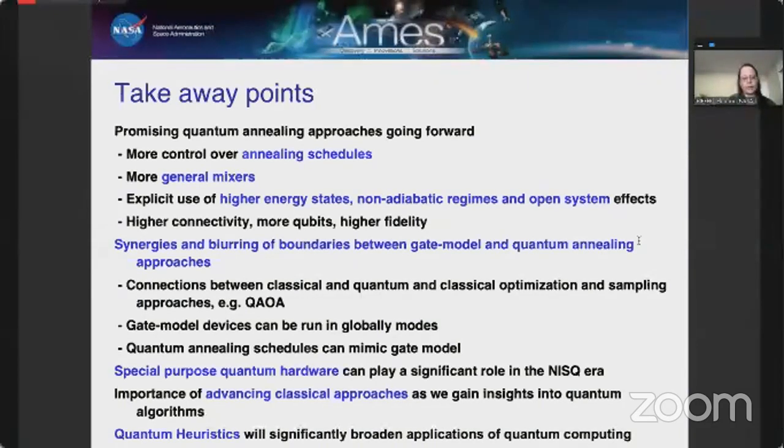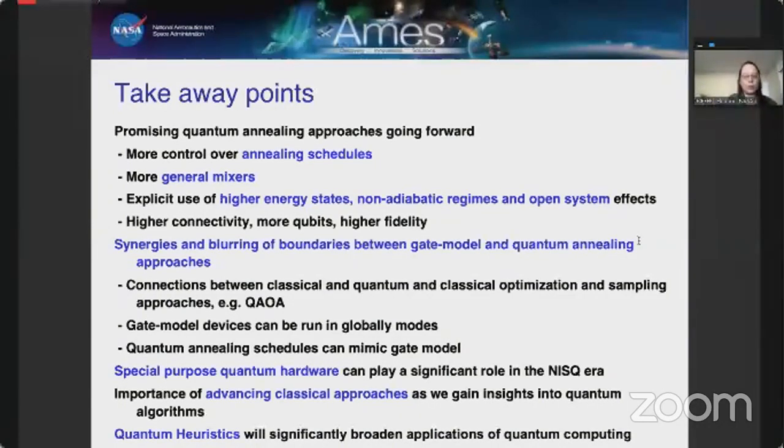And the importance of advancing classical approaches and doing the right comparisons here. And also just how exciting it is that we are getting to play with quantum heuristics in a regime beyond where we could simulate before, and how that will likely lead to significant broadening of applications of quantum computing.